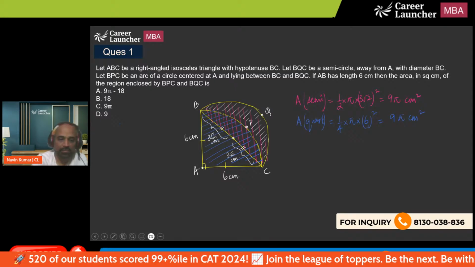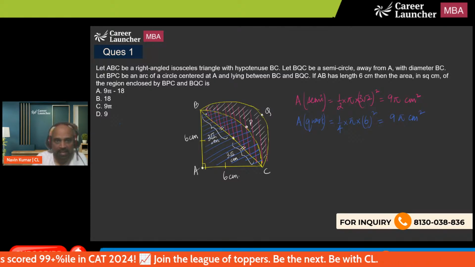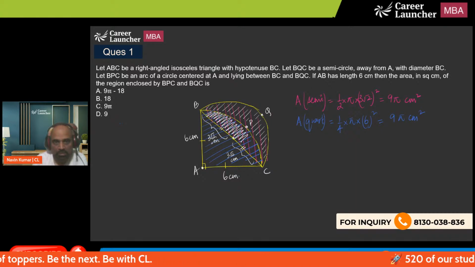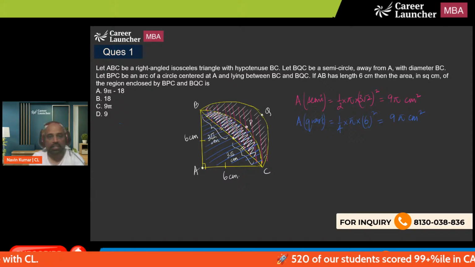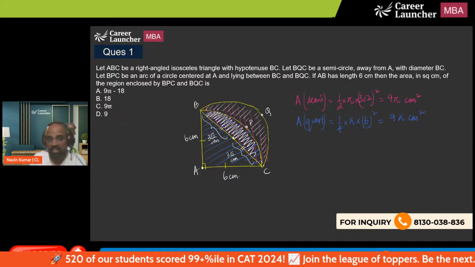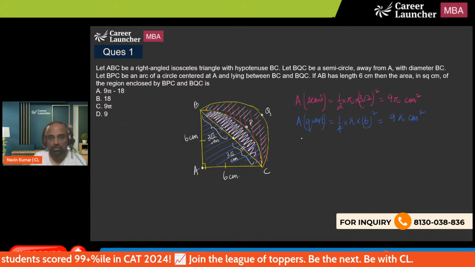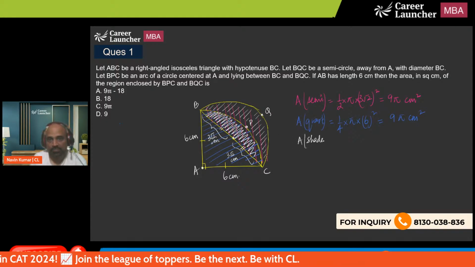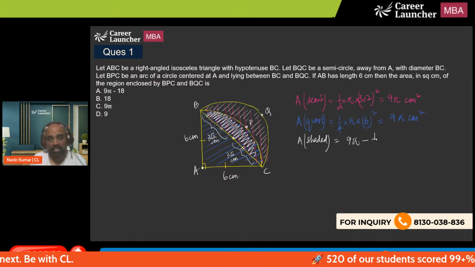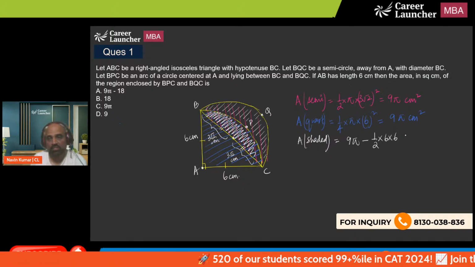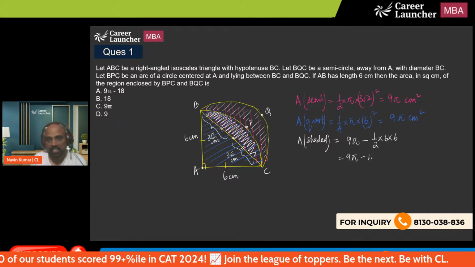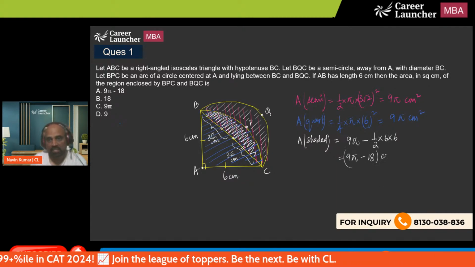Now, if we want to calculate the area of this region, we can say that the area of this region is going to be area of the quarter of the circle minus area of the triangle, right? So what will be the area of that shaded region? This is going to be 9 pi centimeter square minus area of the right angle triangle, which is half into 6 into 6, which is 36 by 2, which is going to be 18, right? So 9 pi minus 18 centimeter square.